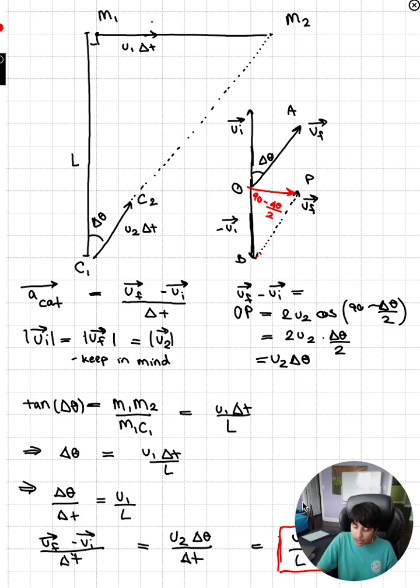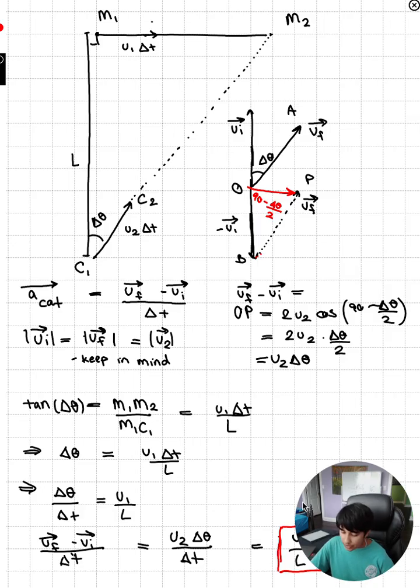Meanwhile, C1 and C2 are the constantly changing locations of the cat. I also have a del theta included here, as we already know that theta is going to be constantly changing with time. As the mouse moves, the cat is going to be changing its direction as well. So what is the acceleration of the cat?